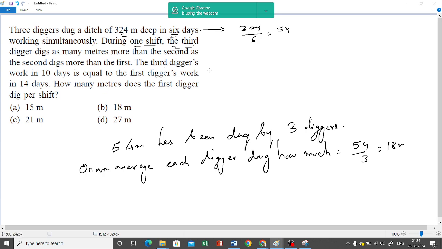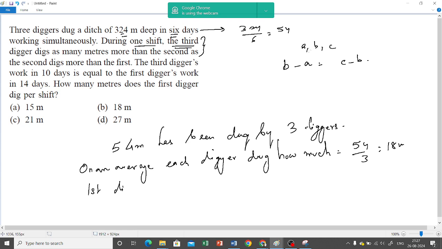এই কথাটার মানে কি? যে থার্ড ডিগারটা সেকেন্ড ডিগারের থেকে অতটাই বেশি ডিগ করেছে যতটা সেকেন্ড ডিগার ফার্স্ট ডিগারের থেকে ডিগ করেছে। So what does that mean? This gives us a sensation of AP. These three lines give us a sensation of AP. You see, if I say A, B, C are in AP, then that means what? B is that much bigger than A as C is bigger than B, right?